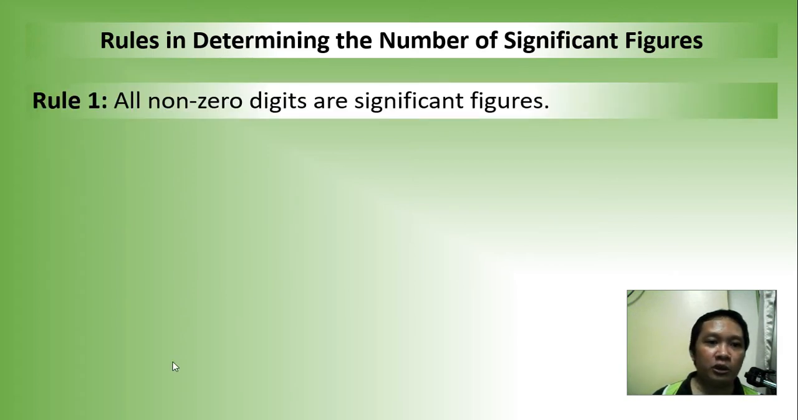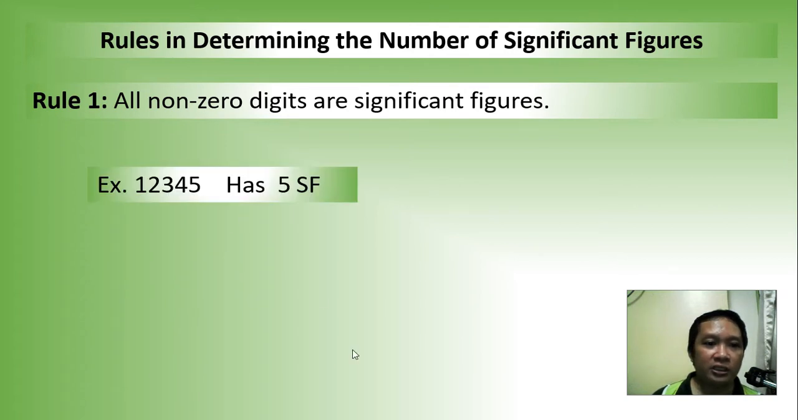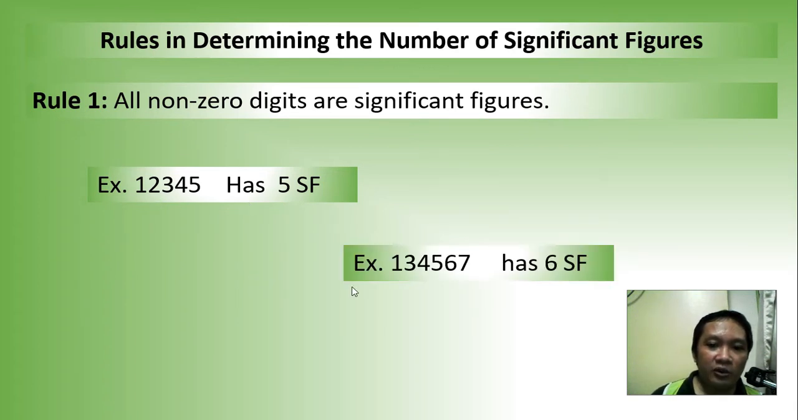So the first rule, all non-zero digits are significant figures. Okay, so for example, we have 1, 2, 3, 4, 5. This indicates that all of these non-zero digits are significant. So in this case, there are 5 significant figures. All of them are significant figures. Next, we have 1, 3, 4, 5, 6, 7. So there are 6 significant figures. All of these numbers are considered to be significant.